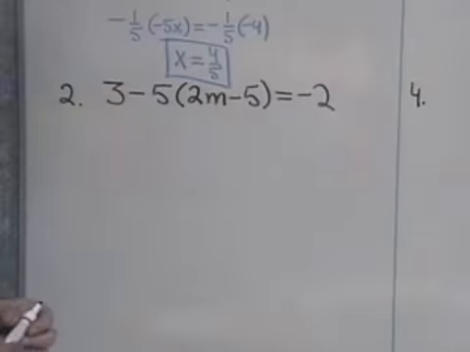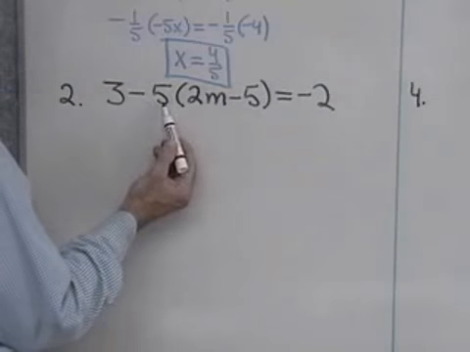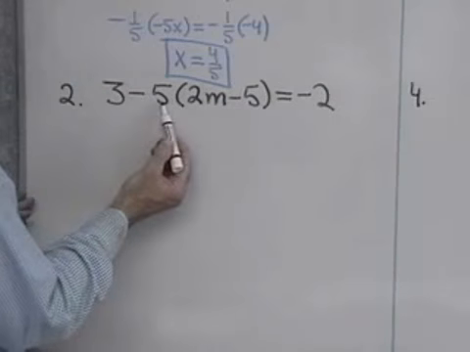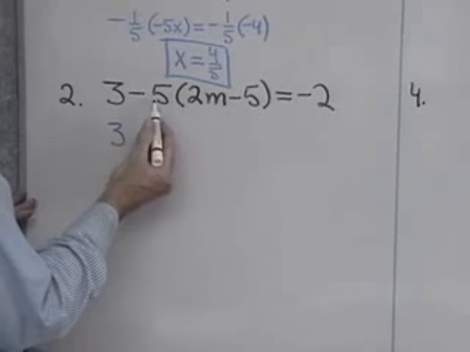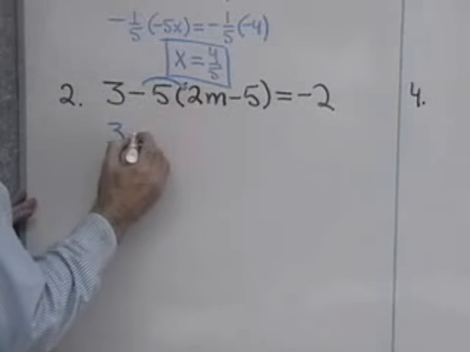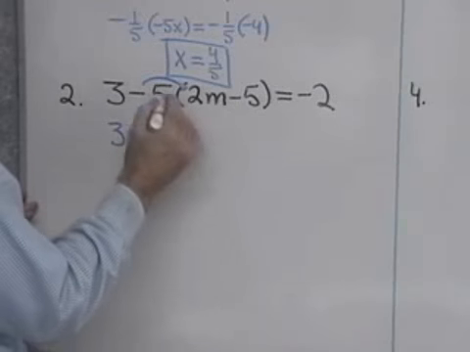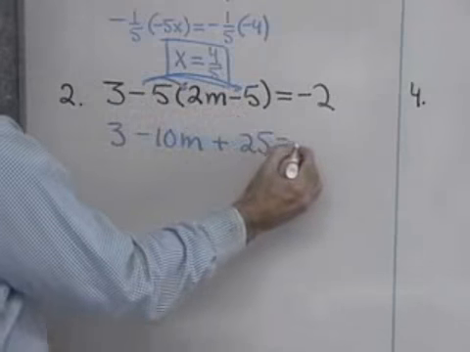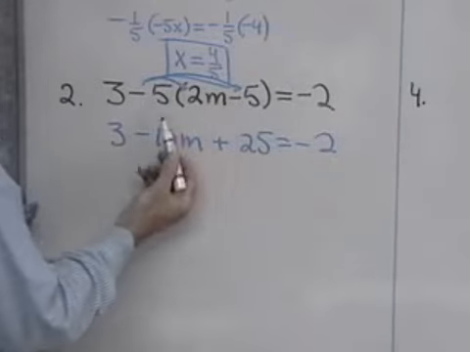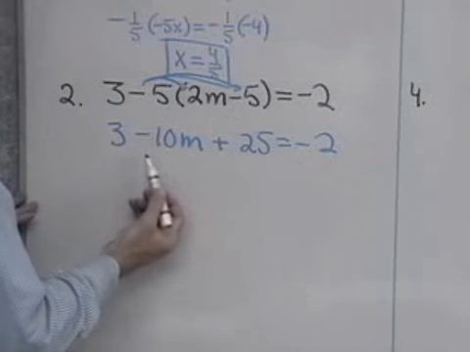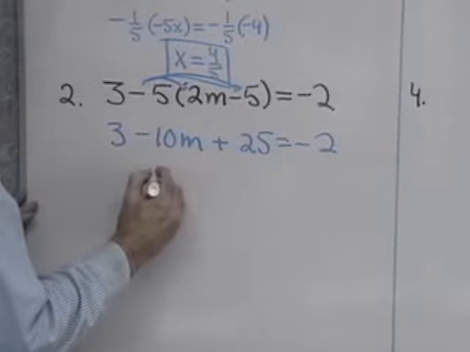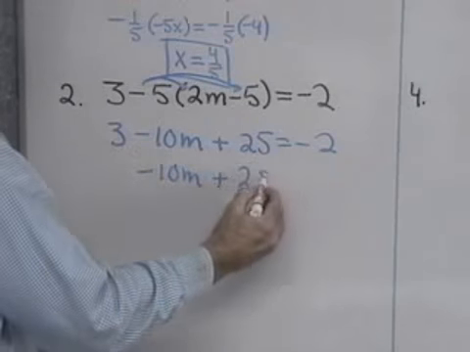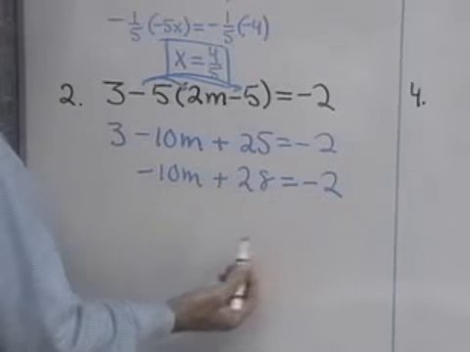Here's another example. This time I'm going to have to remove these parentheses by multiplying through by -5. So I'll do that. I'll have 3 plus -5 times 2m is -10m, and then -5 times -5 is positive 25. So I apply the distributive property first to separate the terms so I don't have any parentheses left. Now I'll simplify a little bit more. This is -10m plus 3 plus 25, which is 28, is equal to -2.